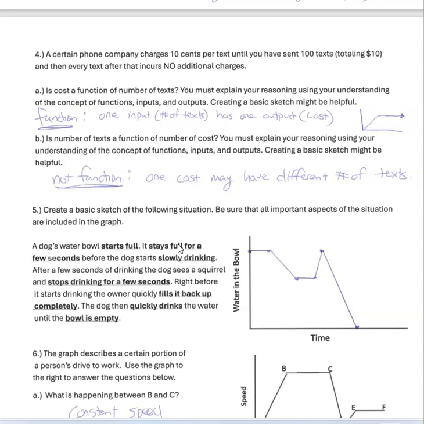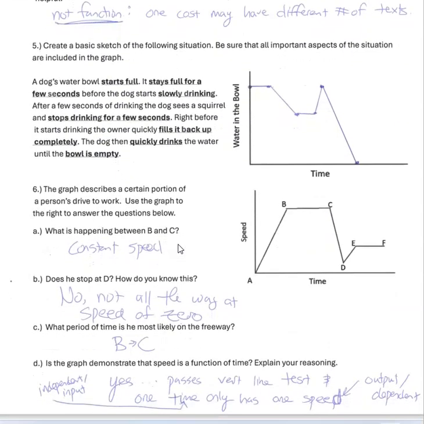Then they ask you to flip that, and they say, is the number of texts going to be a function of cost? So that would be, does one cost only have one possible number of texts? And that is false, because at $10, that could be 100 texts or 1,000 texts. So one possible cost can have more than one number of texts, so that is not a function if you write it that way.